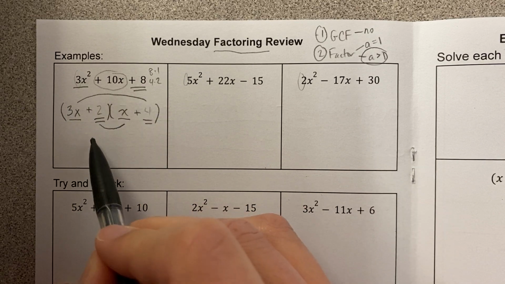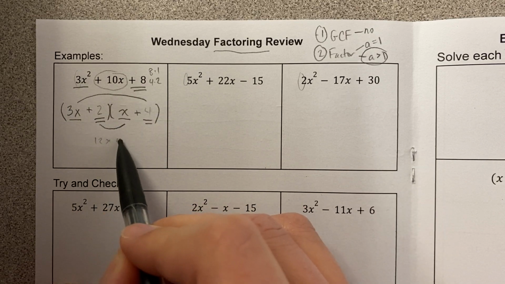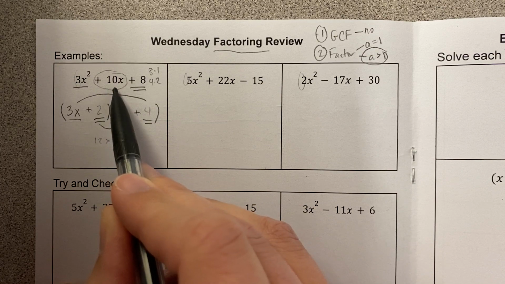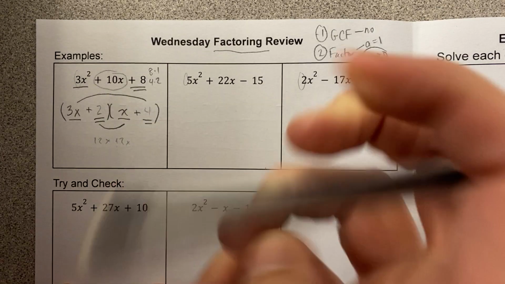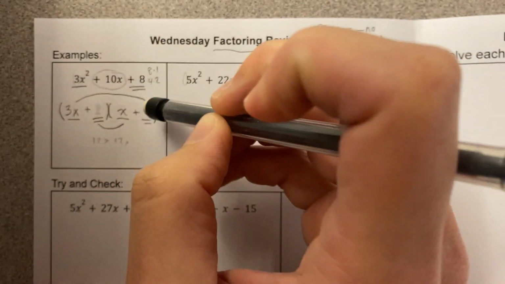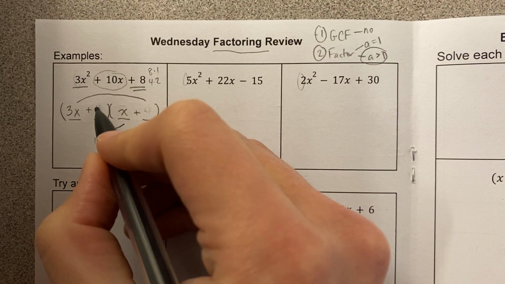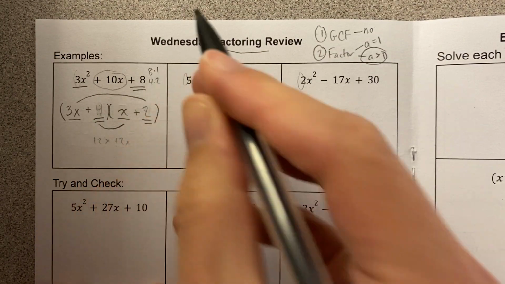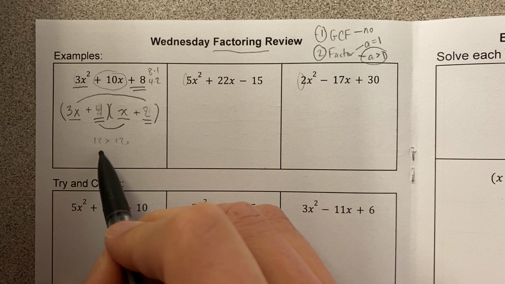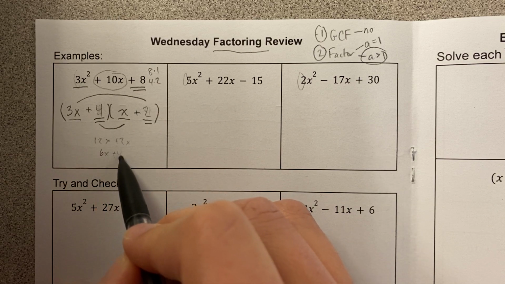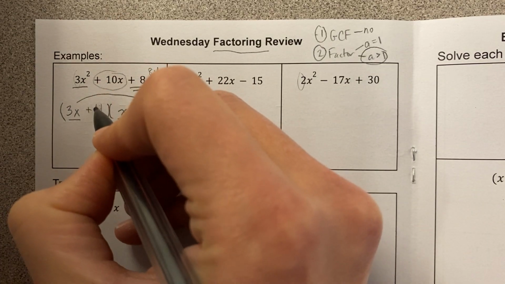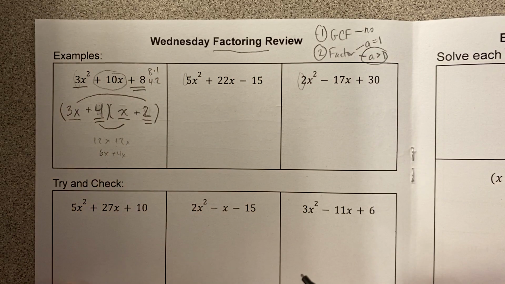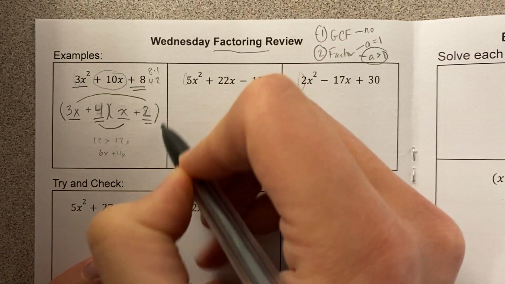So 3x times 4, that's 12x plus 2x. Okay, that doesn't add to 10x, that adds to 14. So let's go ahead and try to switch these. Now I'm going to try 4 and 2, and if that doesn't work, I'll cross off 4 and 2 and try 8 and 1. Let's see. 3x times 2, that's 6x plus 4x. Oh, hey, that does equal 10x, so I'm just going to go ahead and write it a little bit darker, and I'm done. Okay, that's my answer.